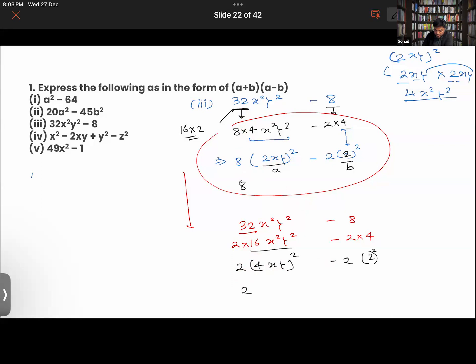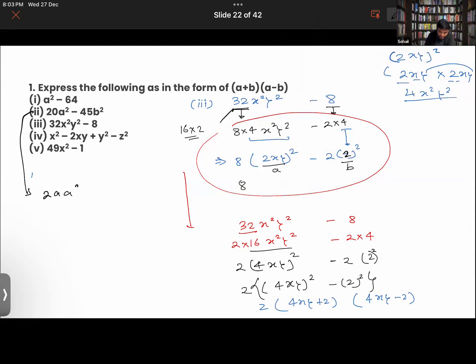So let's take 2 as common here. So that will be now 2 times 4 times xy whole square minus 2 whole square. Hope that is clear to everyone. So from here, now the question becomes easy. You guys can solve it yourself. That will be 2 times 4xy plus 2 times 4xy minus 2. That's clear to everyone? Yes, sir.